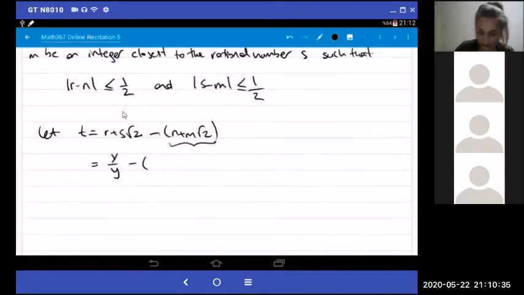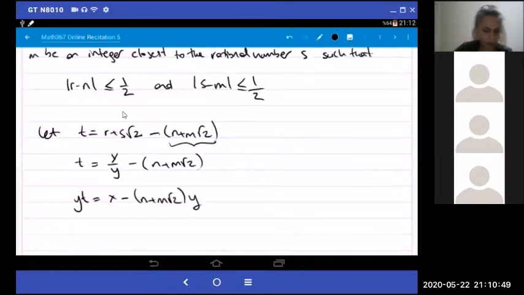What was it? Yes, n plus m root 2. Okay, and if you multiply each side by y, we have yt is equal to x minus (n plus m root 2) y, right? Okay, now we get rid of all rational numbers, and here we are with integer coefficients. Yt is integer.